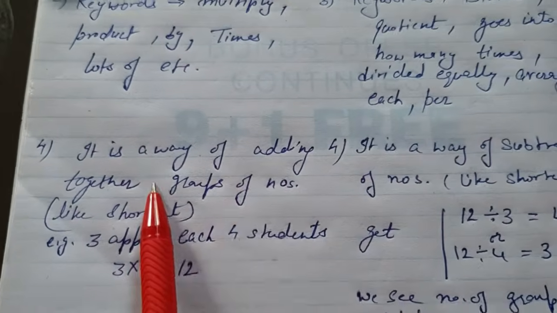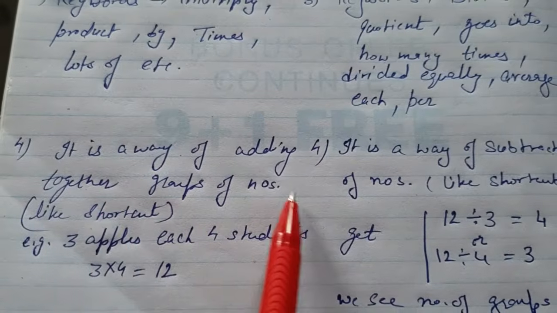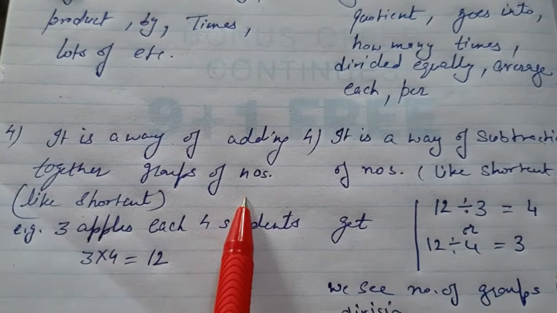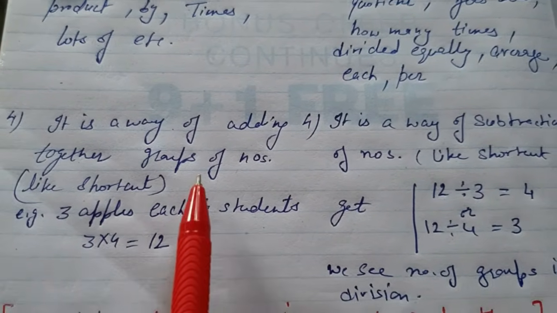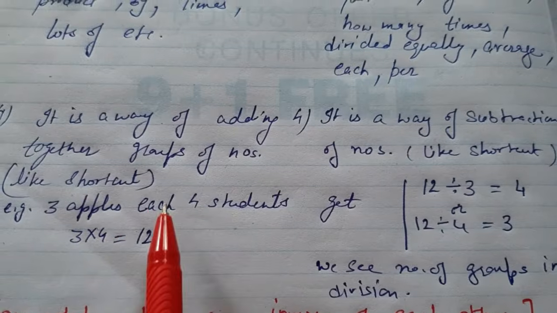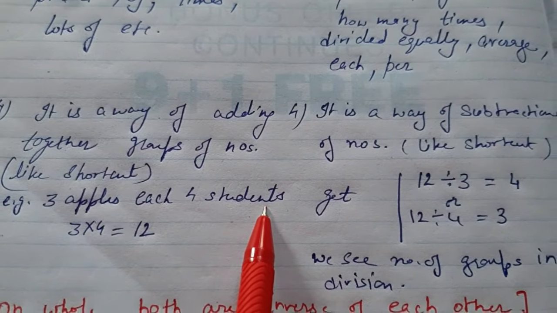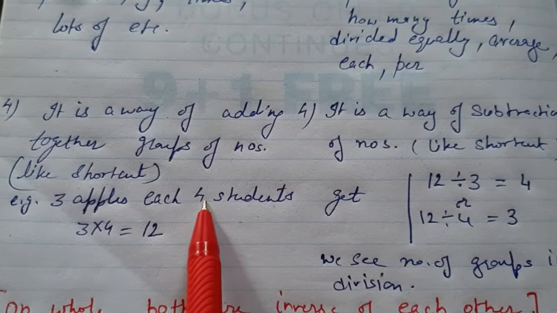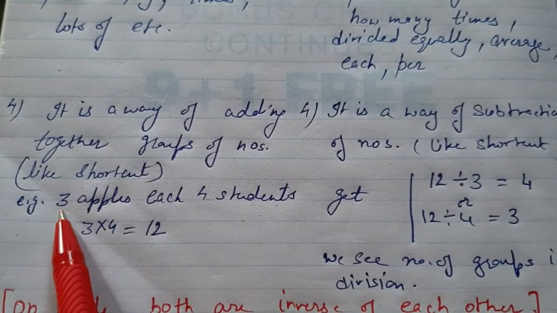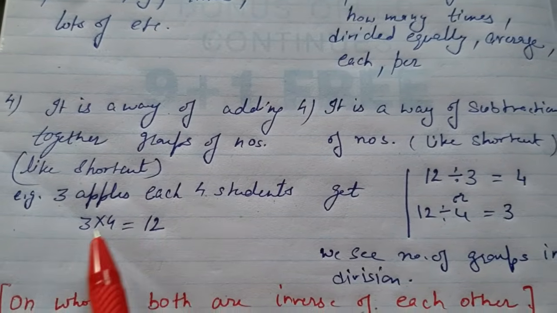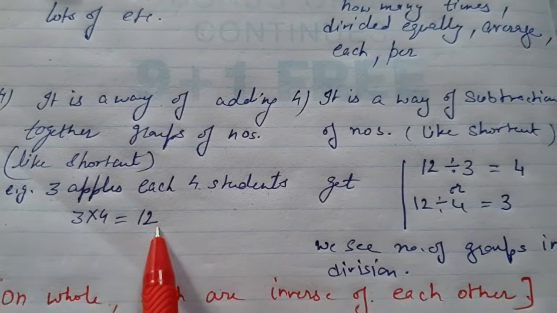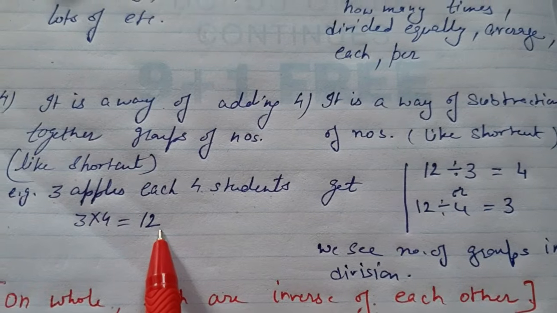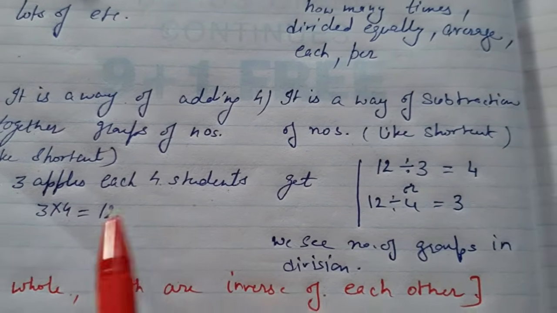Next, multiplication is a way of adding together groups of numbers, like a shortcut. Like if I want to find out how many apples are needed if each of 4 students wants 3 apples: 4 students are there and each student will get 3 apples, then 3 multiplied by 4 will be 12. You want to find out the total here. Here the total is asked.